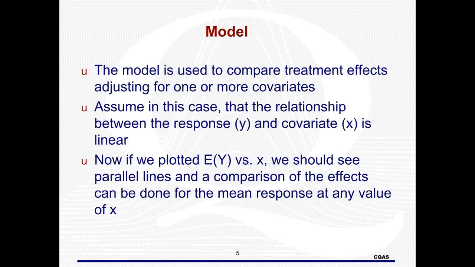In ANCOVA, we assume a linear relationship between the response and the covariate. If we plot expected response versus the covariate, we expect to see parallel lines for each treatment. This allows us to compare treatments at a common value of the covariate. The assumption of parallel lines is important. It implies equal slopes across treatments.